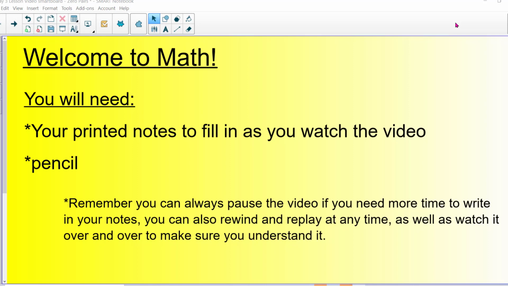Make sure you have your notes in front of you as well as something to write with so you can fill in the notes as you watch the video. And remember, you can always pause the video if you need more time to fill in your notes completely. And of course, rewind or replay as you need to make sure you fully understand the information.